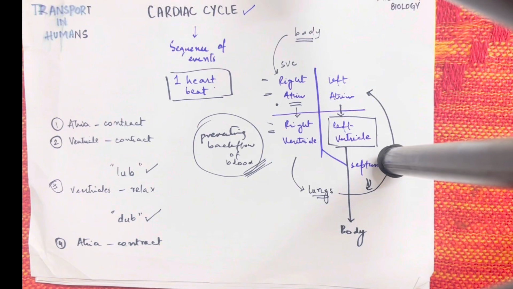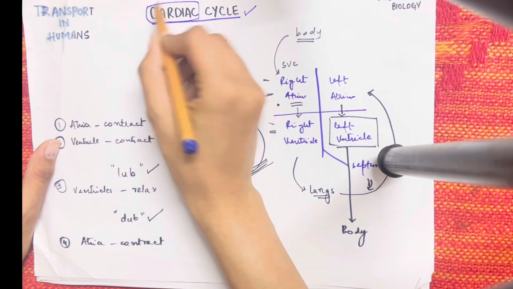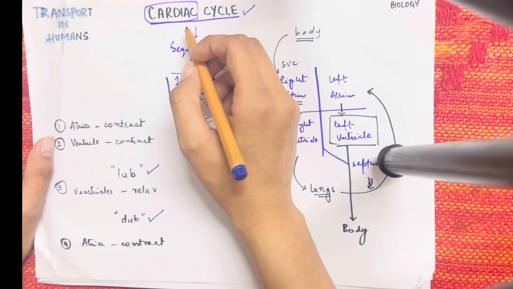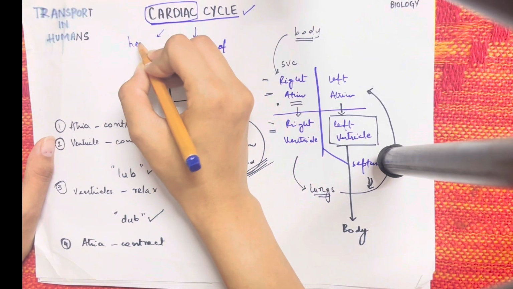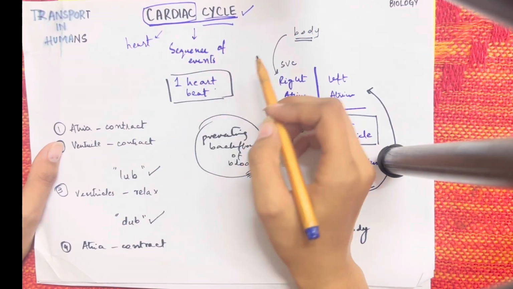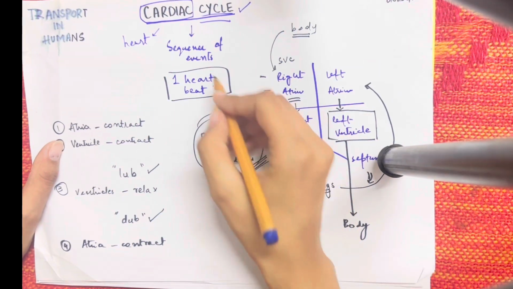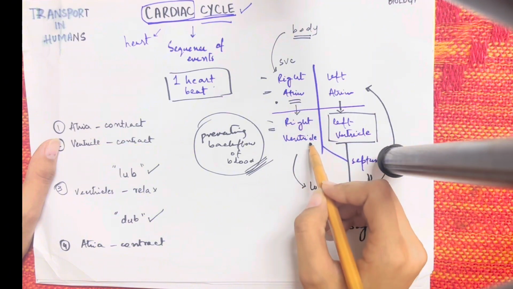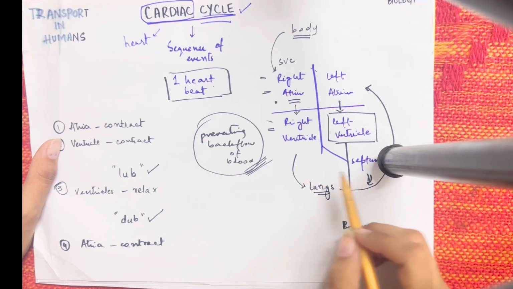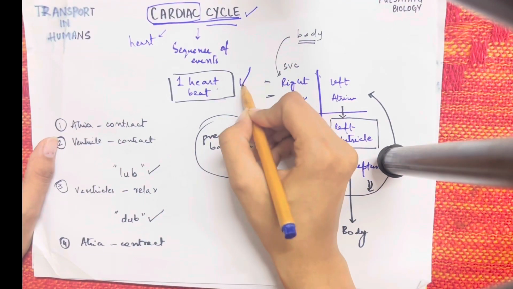The next topic we have is the cardiac cycle. The term pulmonary refers to the lungs, and the term cardiac refers to the heart. So the cardiac cycle means the cycles or rhythms that take place in the heart. That's why we term it a sequence of events. One heartbeat means when the blood enters the right atrium, the right ventricle, goes towards the lungs, and then comes back to the left atrium, then the left ventricle, and then to the entire body. This entire process at once is termed one heartbeat.